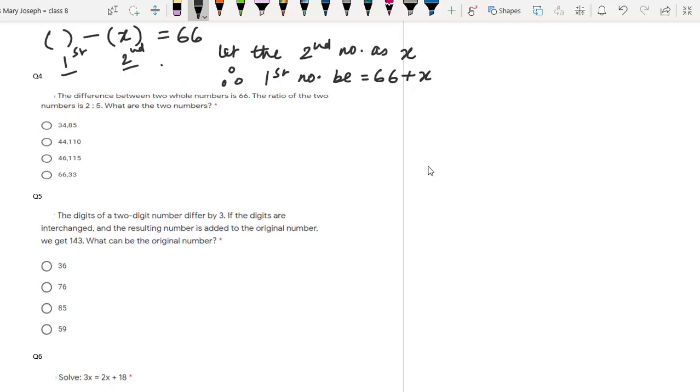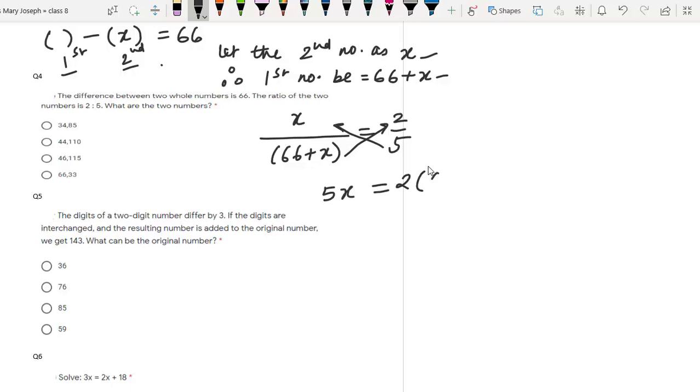Now the ratio of two numbers is 2:5. So second thing given to us is ratio of the numbers, this number and this number. So ratio means x upon 66 plus x is equal to how much? It is 2 upon 5. Now to solve it or to find the value of x, we all know we have to multiply like this. So this 5 will come on the top and multiplied with x becomes 5x. This 66 plus x gets multiplied with 2. Make sure you have this bracket over here. If you don't write the bracket, it will be wrong.